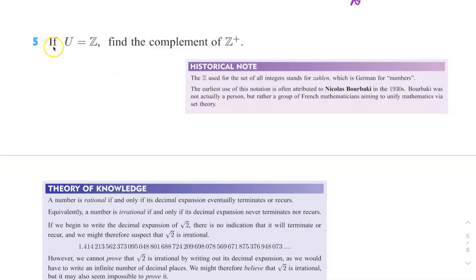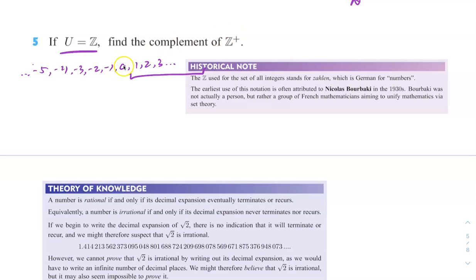So here's a question. If U equals Z, which remember, the universe is Z, so that means I'm talking about all the integers, so -5, -4, -3, -2, -1, 0, 1, 2, 3, and so on. That's my universe, all the integers. I want to know what the complement of Z plus is. Remember, Z plus is all the positive integers.